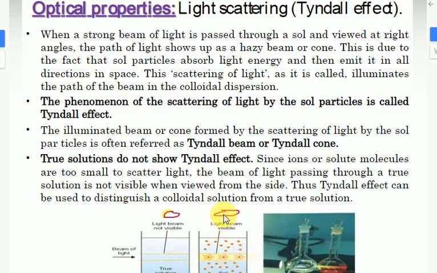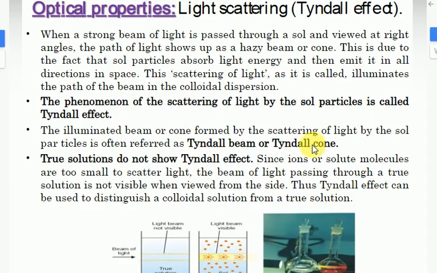Here, you can see very clearly the colloidal particles, because when our light falls on the colloidal particles, they scatter it. This depends upon the size of the colloidal particles. Because of the scattering of light, you can see very clearly the colloidal particles present in the solution. Now, this scattering of light is called illumination, and the path of the beam is in the dispersion. Look here, this is called illumination. You can see very clearly the path of light coming through the solution. The illuminated beam formed by the scattering of light by the sol particles is then referred to as the Tyndall beam.